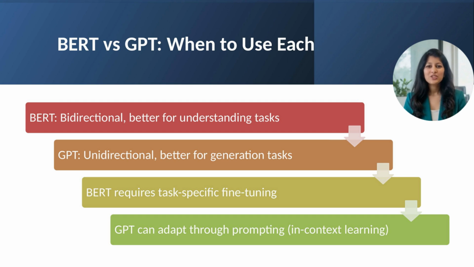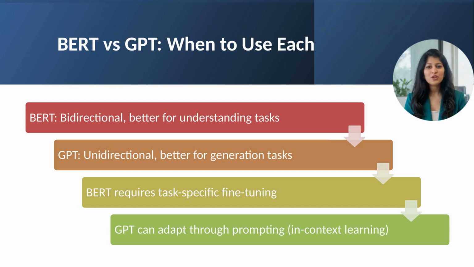Use cases: BERT excels when you need to understand and classify inputs. Sentiment analysis, spam detection, named entity recognition, question answering, textual entailment: tasks where you process fixed inputs and produce labels or extractions. GPT excels when you need to generate text: writing, summarization, translation, code generation, dialogue, tasks where you produce variable length outputs.